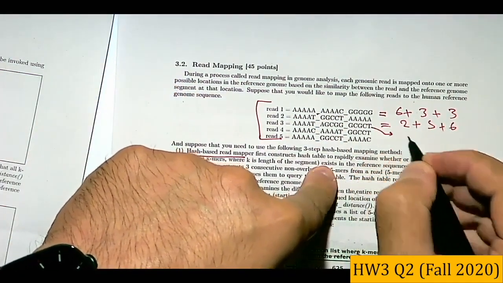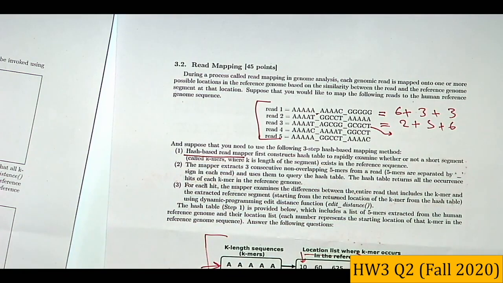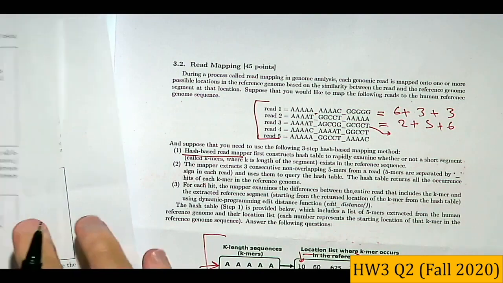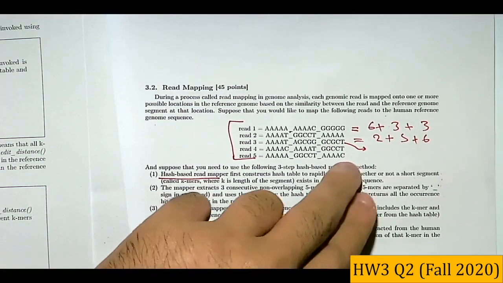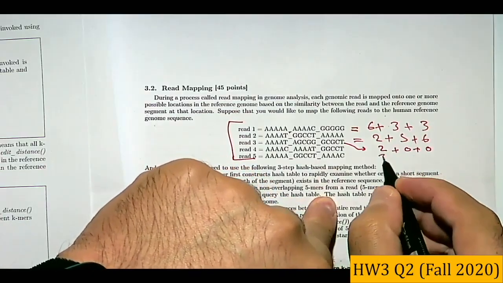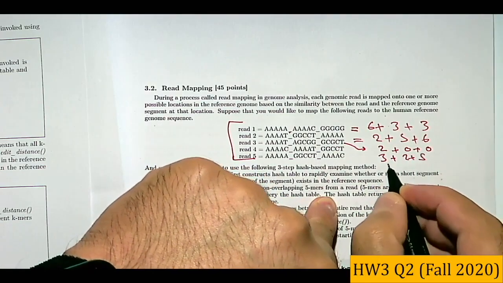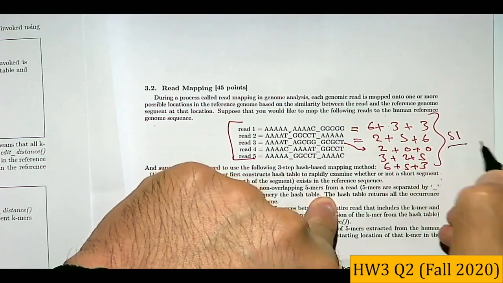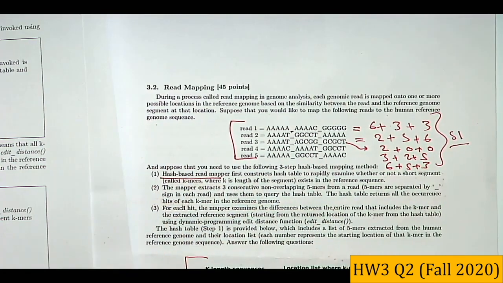Now the third one, A's and T's. So I'm going to do some cheating here and copy the answer because it's repeating itself, right? Do you want me to continue? You just need to count how many times you get the location basically for this. So let's have it here, 2 plus 0 plus 0, and then 3 plus 2 plus 5, and then 6 plus 5 plus 3, and that will give you 51 locations that need to be examined for edit distance.